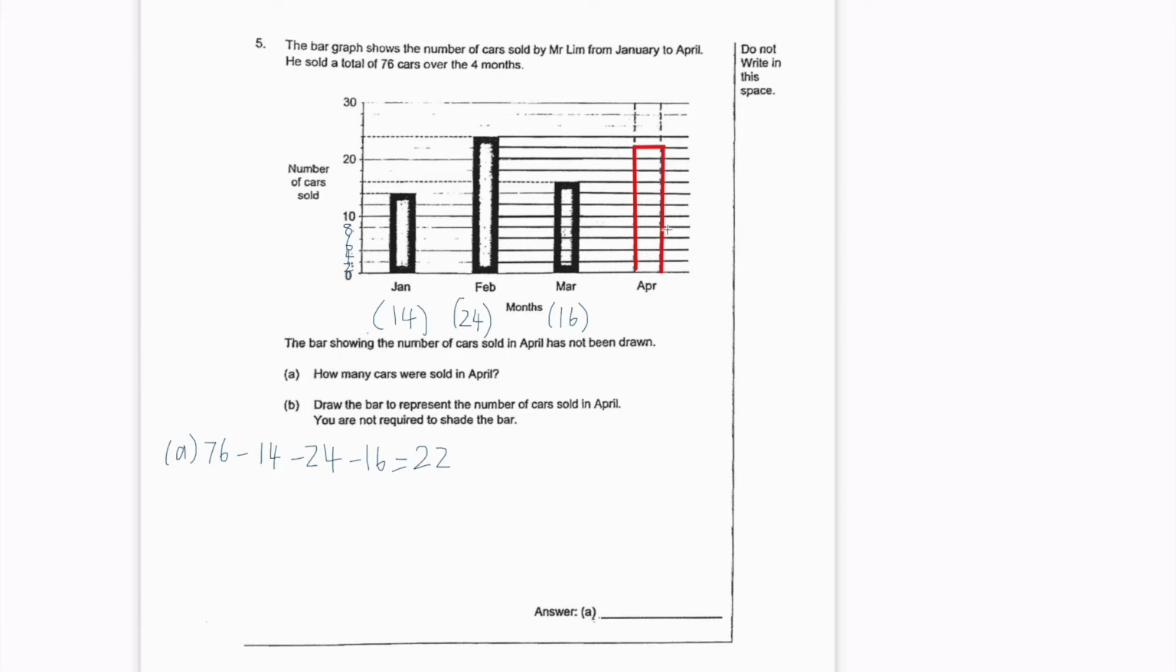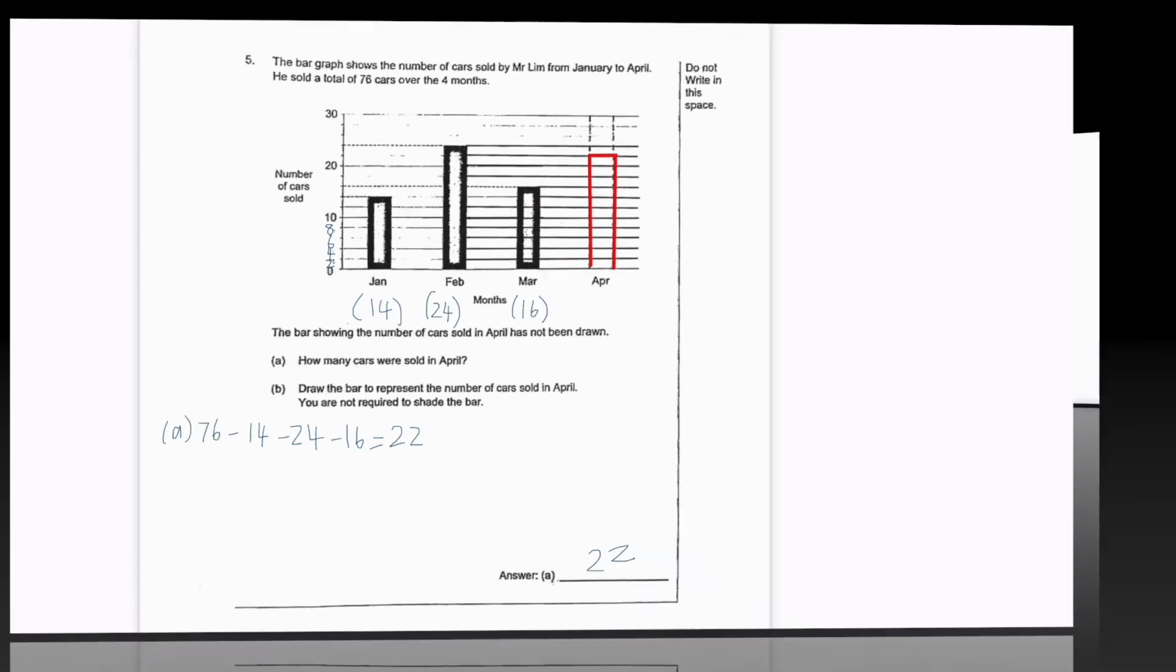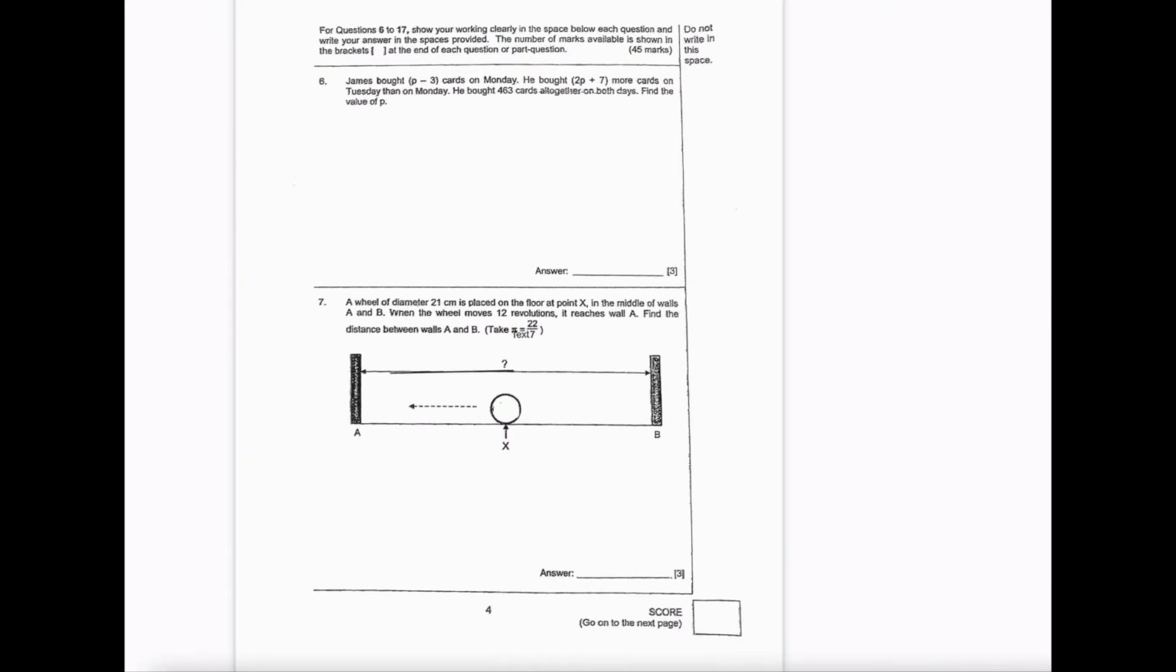Alright, here you go. That's 22 because this is 20 and it's 1 space. Okay, very simple. Let me write the answer down. This is 22. Okay, that's it. You get 2 marks. And we're moving on to the harder questions now because questions 1 to 5 are all 2 marks.